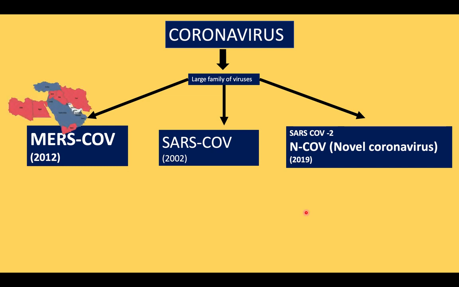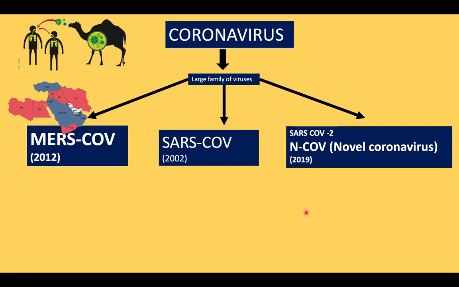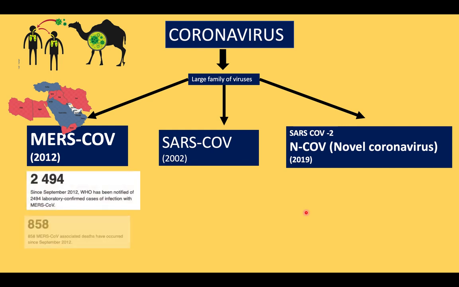MERS-CoV originated in the Middle East, hence why it's named MERS, Middle Eastern Respiratory Syndrome. It was a virus that was transmitted from camels directly to humans, and then because of respiratory droplet transmission from humans to humans, it was reported around 2,500 cases with 858 deaths, leading to a fatality rate of 37%.